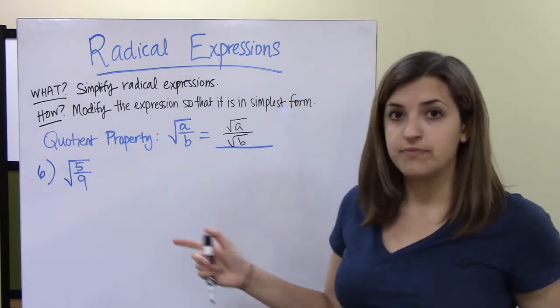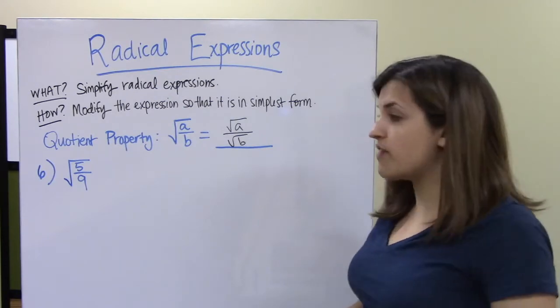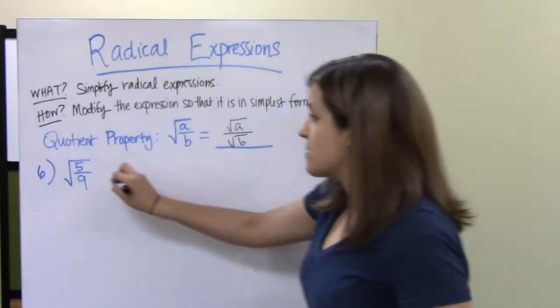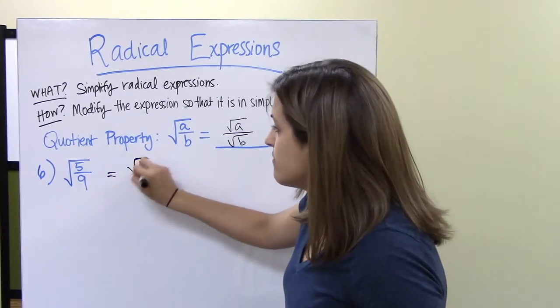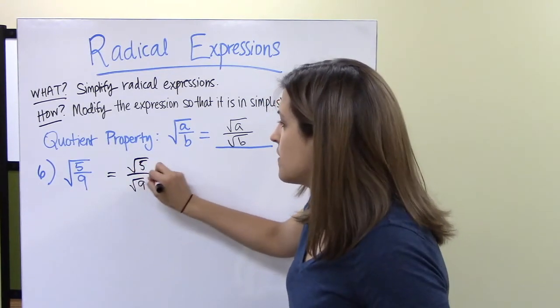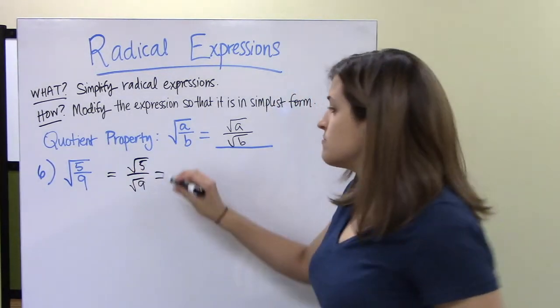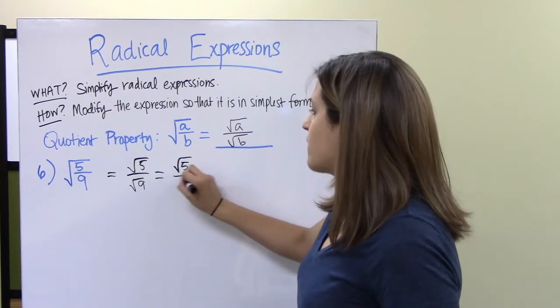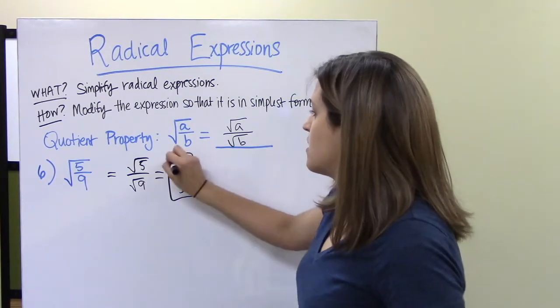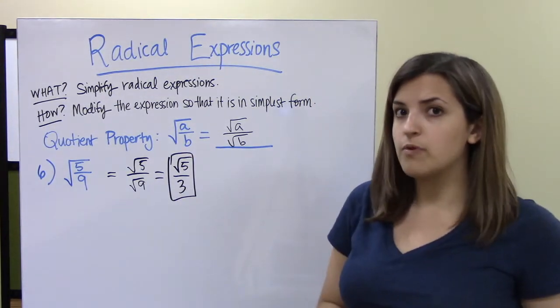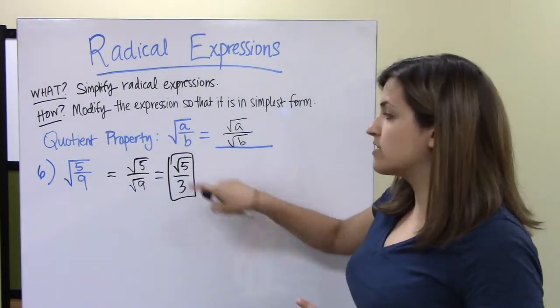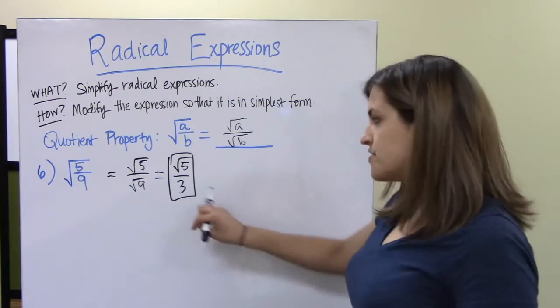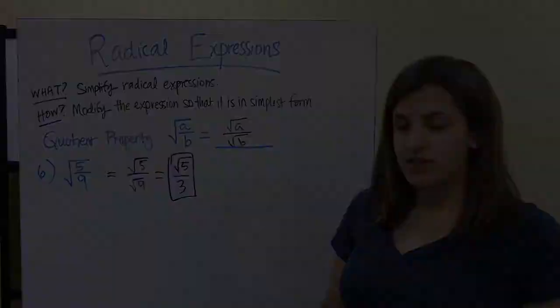So let's try one. Number 6 tells us the square root of 5 over 9. So we can separate this into the square root of 5 over the square root of 9. And we know the square root of 9 is 3, so this guy equals the square root of 5 over 3. This is in simplest form. Remember, it's okay if we have radical signs in the numerator, but not the denominator. All right, let's do another.